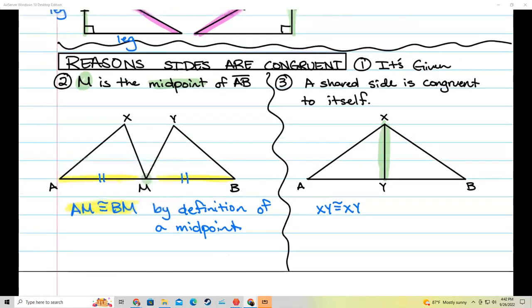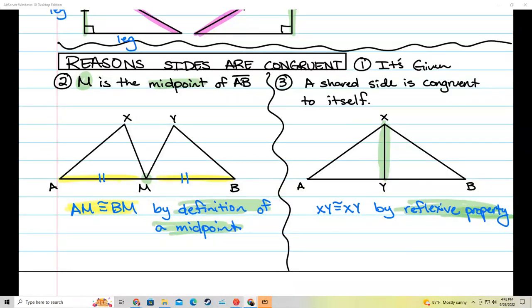Now, in geometry, we don't say, oh, because it's itself. We have a property that we named it. We say XY is congruent to XY by reflexive property. Reflexive property is the property that allows us to say that something is congruent to itself. Just realized I didn't write this over here, definition of a midpoint. And here it's by reflexive property.